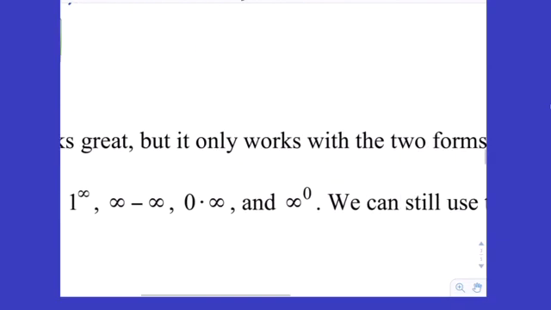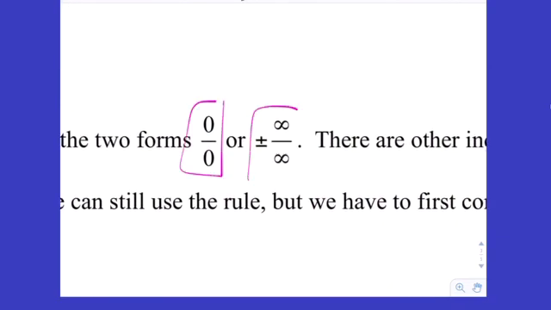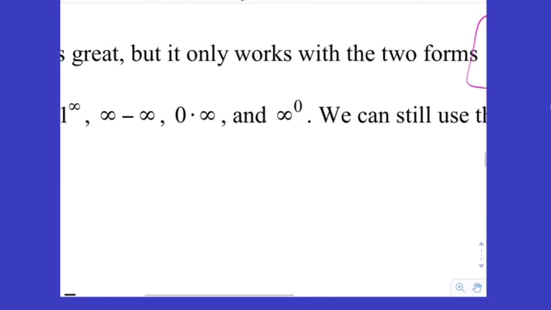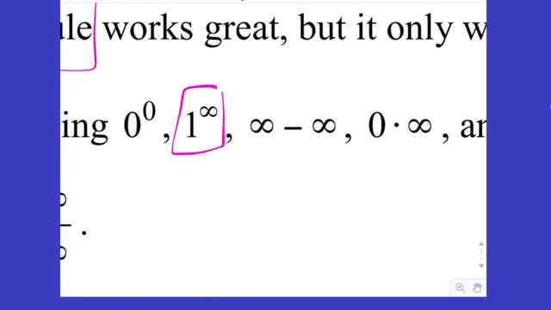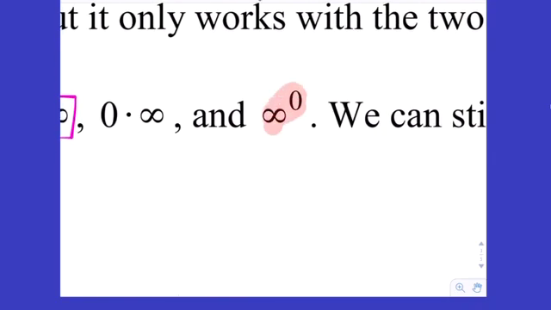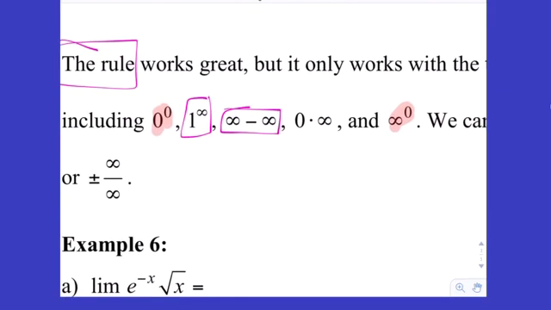It works great, but again, it only works with one of these two quotient forms, 0 over 0 or infinity over infinity. Of course, we know there are other indeterminate forms. We have seen 1 to the infinite power. That's an indeterminate form. We have seen infinity minus infinity. That's another indeterminate form. There are others that we haven't really seen yet. 0 to the 0 power is another indeterminate form. Infinity to the 0 power is another indeterminate form. So there are 3 exponential types of indeterminate forms, okay? 0 to the 0, 1 to the infinite, and infinity to the 0.